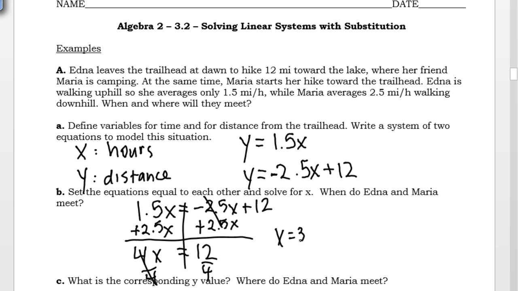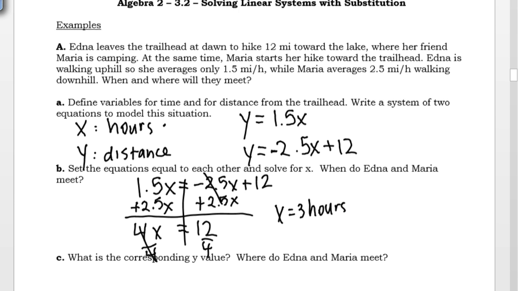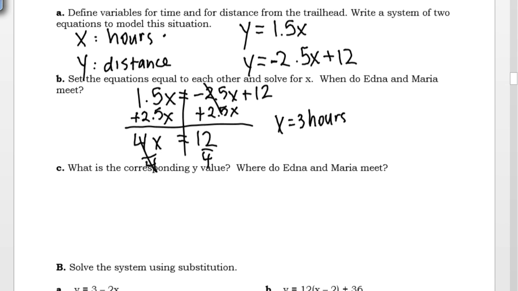So we think back to what this means in terms of our situation. It will take them 3 hours for Maria and Edna to reach each other. Letter C says, what is the corresponding y value? I need to take x is 3 and substitute it back into my original equation.